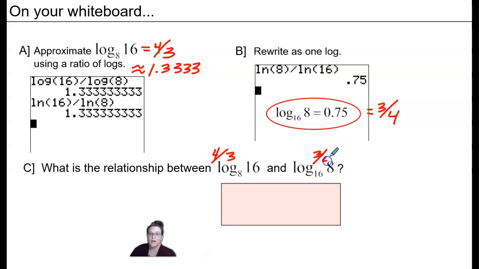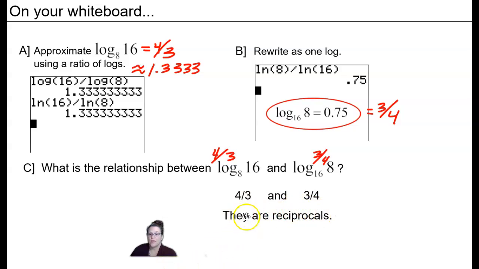Then what is the relationship when you exchange the argument and the base of the logarithm? Notice the base and the argument here switch places. 4/3 and 3/4 are reciprocals. So they are reciprocals when you exchange the base and the argument of the log.